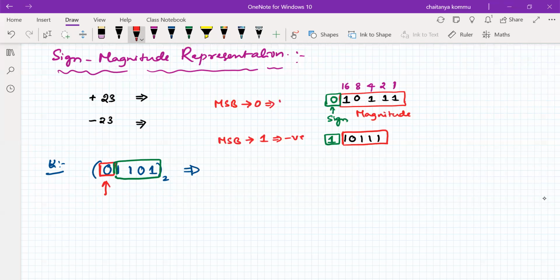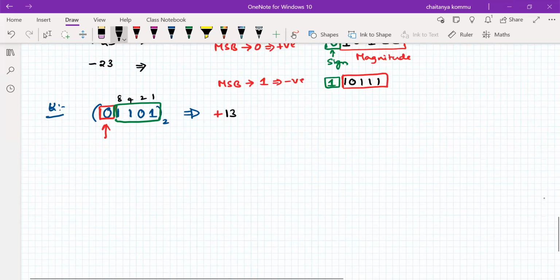Plus 13, sir. Exactly, it is plus 13. So we just have to remember the magnitude value. How do we get the value? 1, 2, 4, 8. Where 1 is available: at 8, at 4, and at 1. Therefore 8 plus 4 is 12, 12 plus 1 is 13. 13 is the answer. For example, something like this I give.